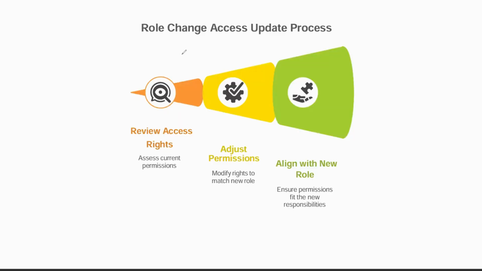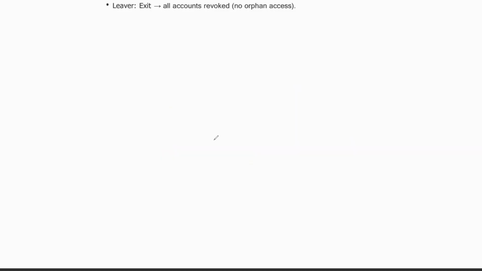So here, if you see role changes, access update process, you have the review. It first reviews the access rights, adjusts permissions, and assigns new roles. Okay, so first it is reviewing whether you have access. Then there is a process where you're requesting the access. When you're requesting, it verifies and gives you the right access. And then eventually, if you have the right access, it aligns with your roles and responsibility.